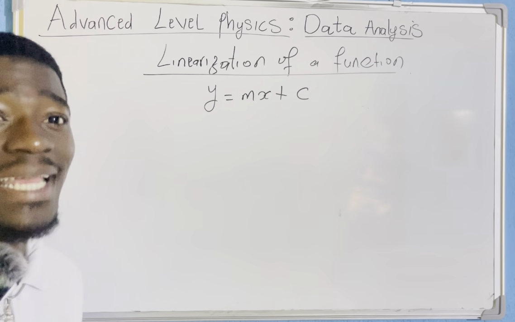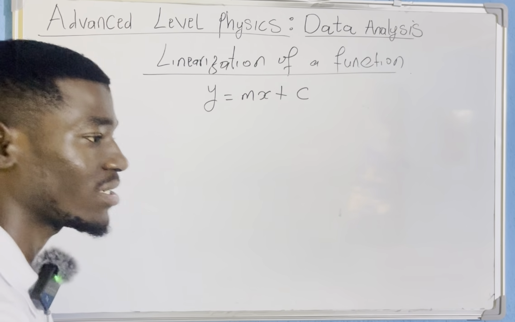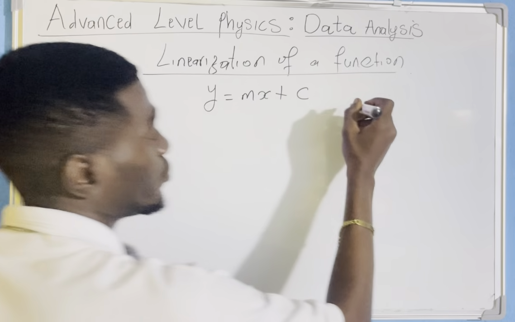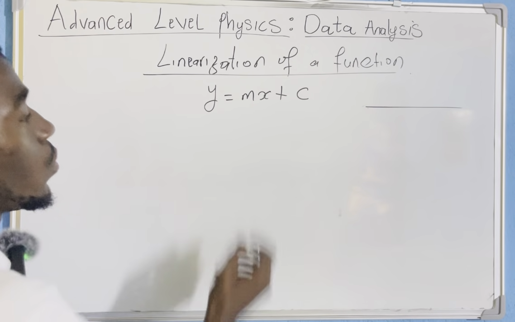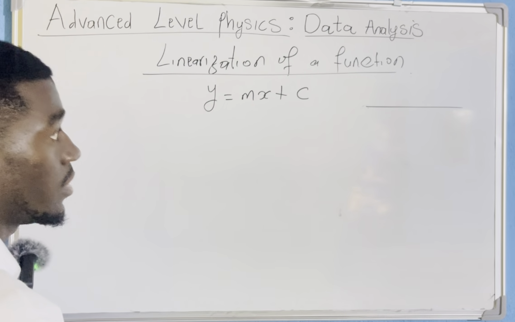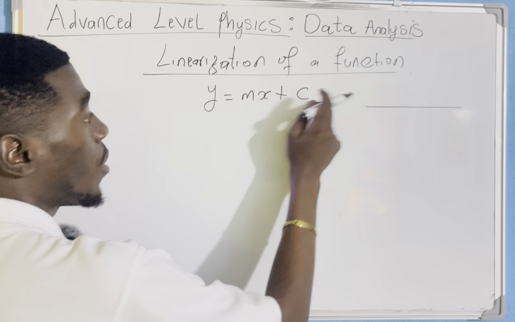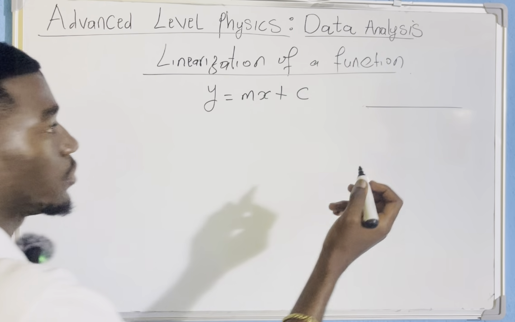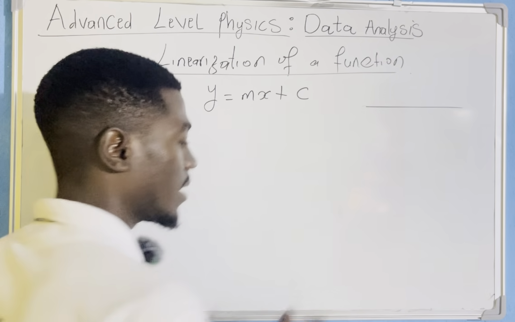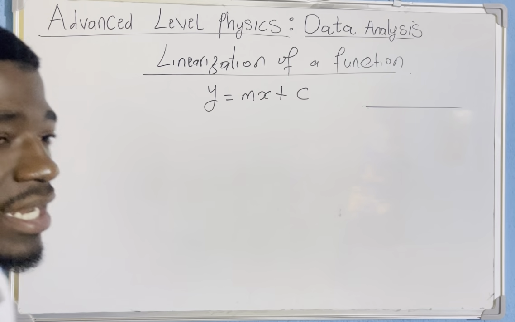It's coming from the word linear, something that is straight, something that is uniform, a straight line. So linearizing a function is putting the function in the form y equals mx plus c, such that the function should be what? In the form of a straight line. That is the meaning of linearization.